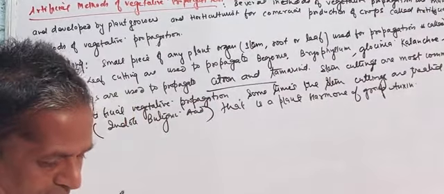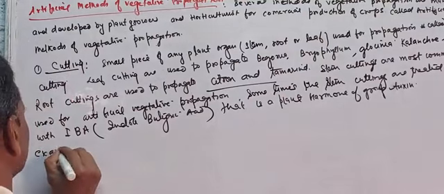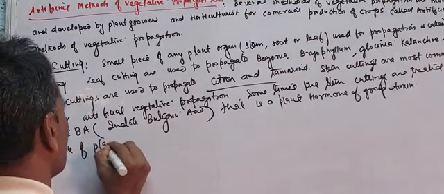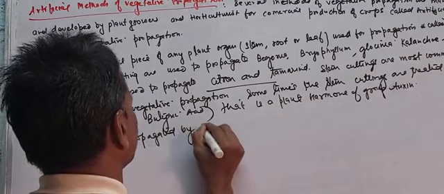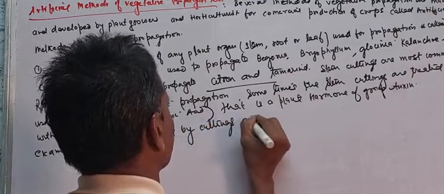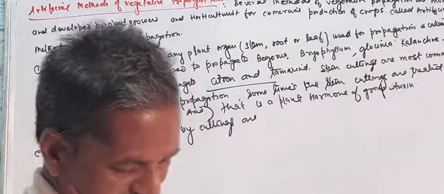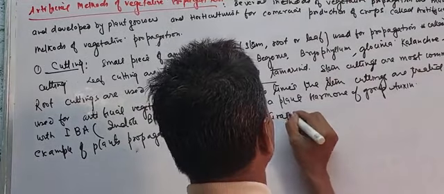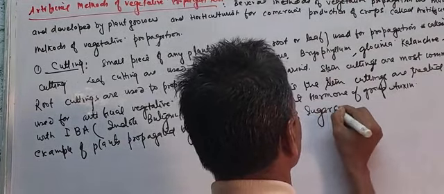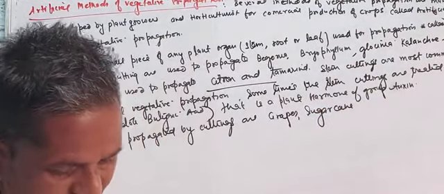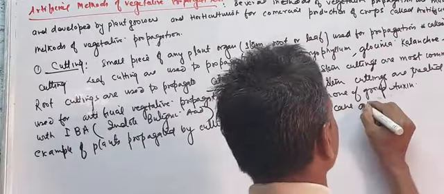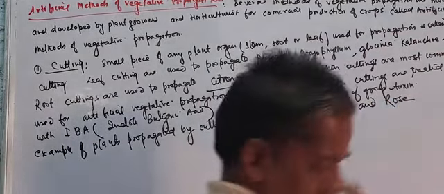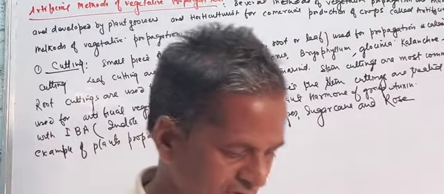Examples of plants propagated by cuttings are grapes, sugarcane, rose, and others.